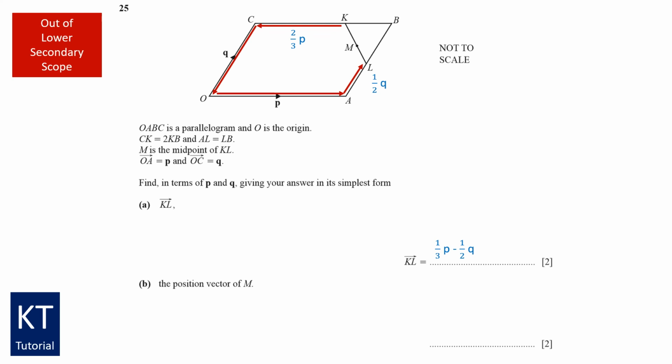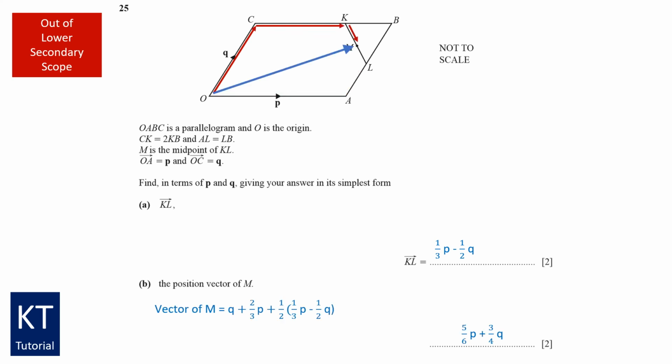Next, find the position vector of M. Again, the position vector of M can be represented by the red arrows. And this would lead us to 5 over 6 p plus 3 over 4 q.